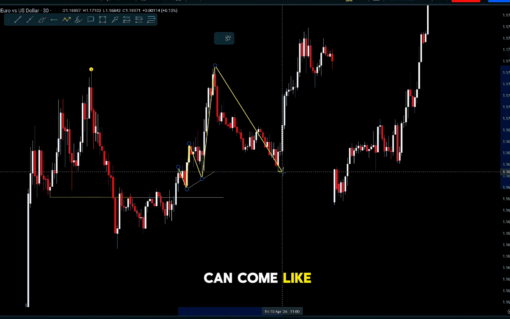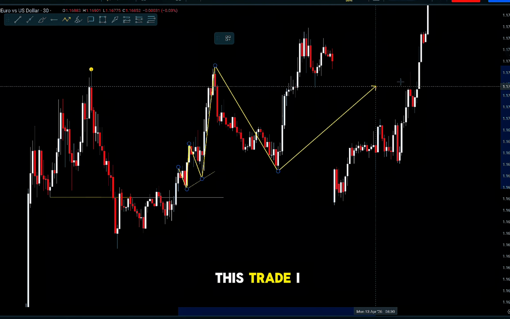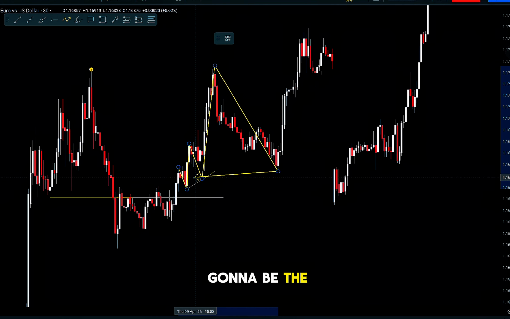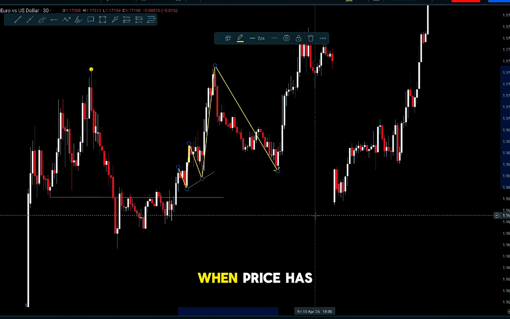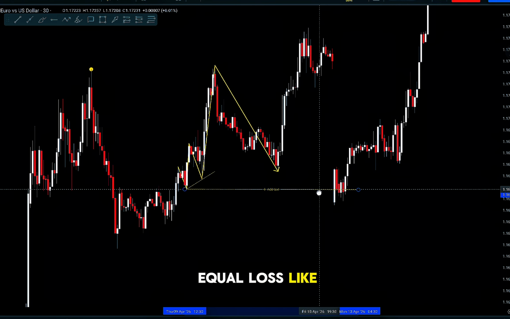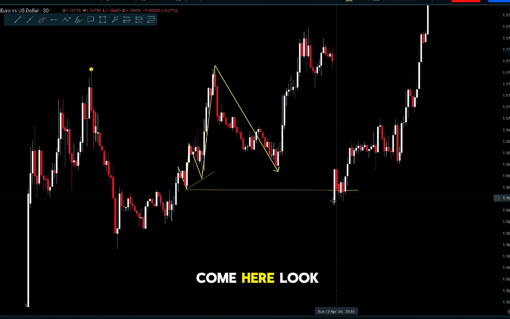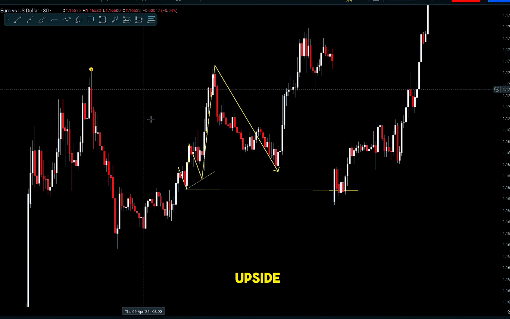Sometimes it can come like this and still trade all the way up, but I will not be taking this trade, because that's not going to be the right move. It will not go through. I want to come when price has now taken these equal lows like this, then you can come here, look for your entries, and then you can buy the market to the upside.